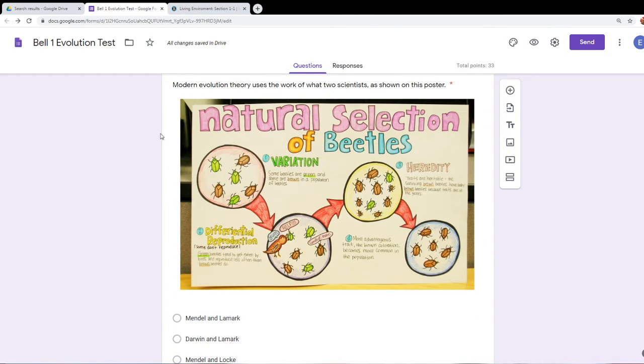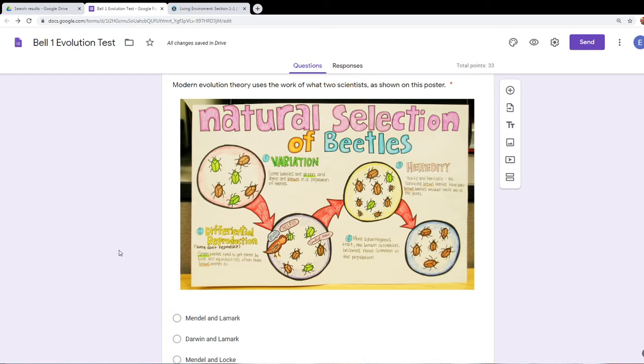Number 10. Modern evolutionary theory uses the work of what two scientists? So here's a big poster. It says natural selection of beetles. Variations: some beetles are green and some are brown in the population. Then, green beetles tend to get eaten by birds and reproduce less often than brown beetles do. Traits are inheritable. The surviving brown beetles have brown beetle babies because the traits are in the genes. And then finally, the more advantageous trait, the brown color, becomes more common in the population.